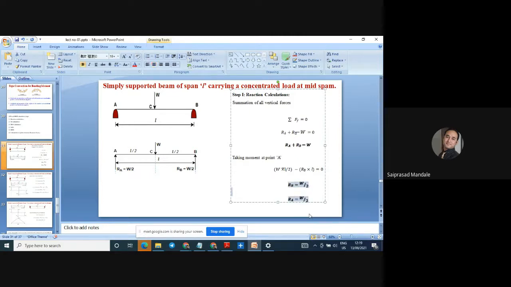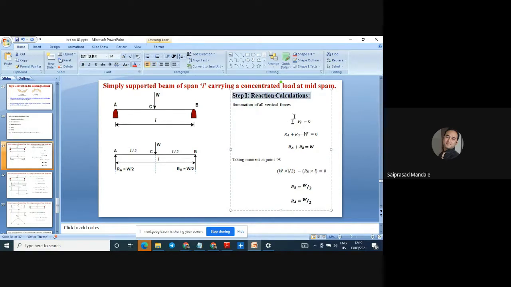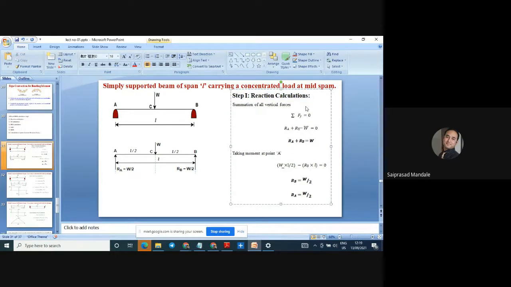The point is, don't do that calculation. Try to understand what I have done, because we have to solve many numericals, but understanding is very important. Try to understand which way I'm performing the task. In the first case, the reaction calculation, I have applied the condition of equilibrium. What is the condition of equilibrium? Summation of Fx is equal to 0, summation of Fy is equal to 0, and summation of moment about any point is equal to 0.